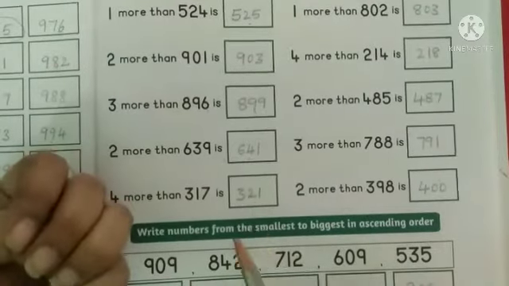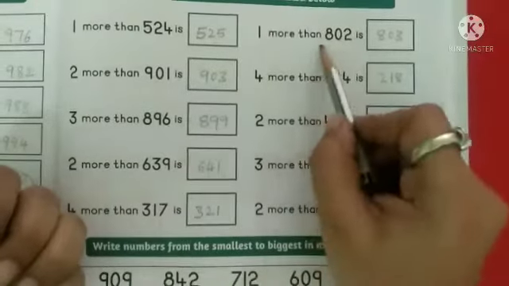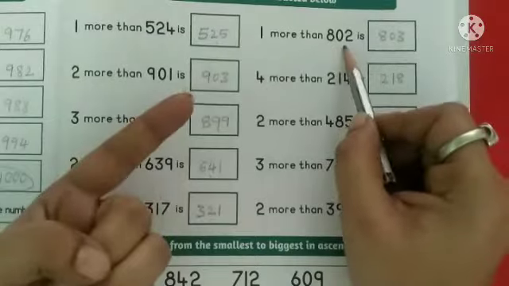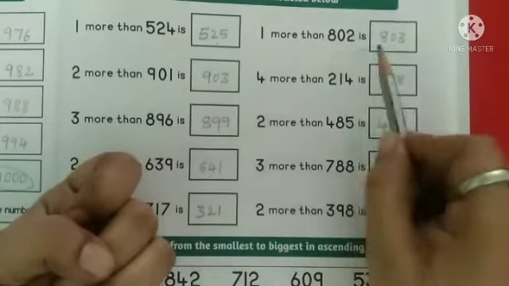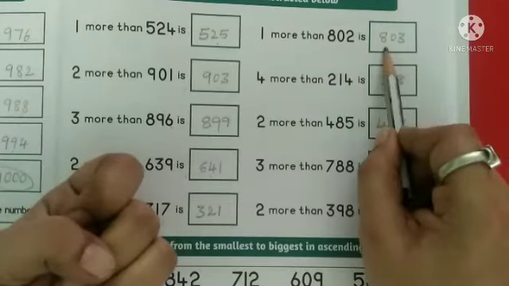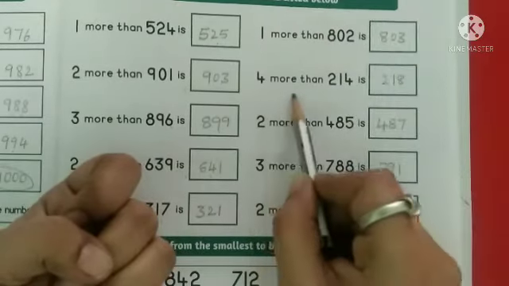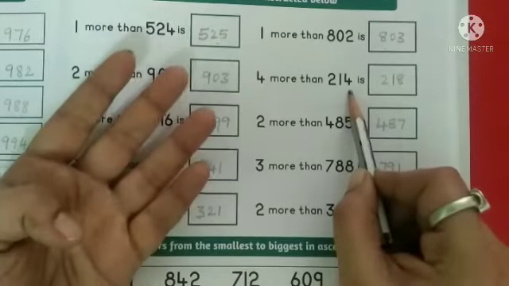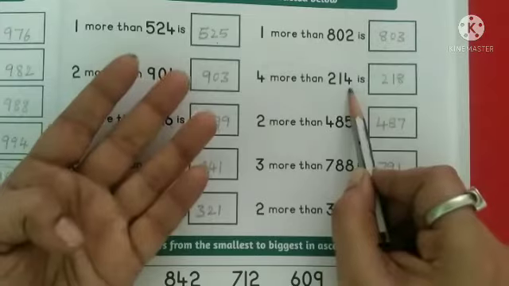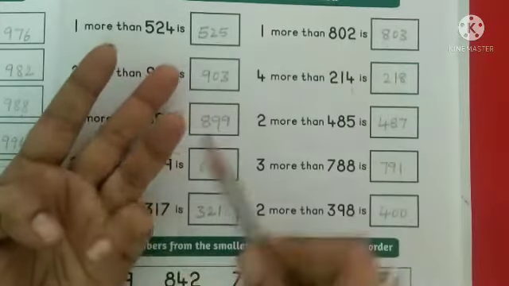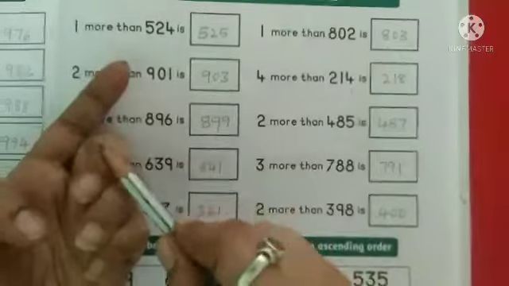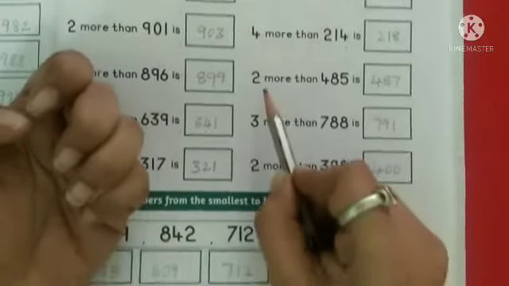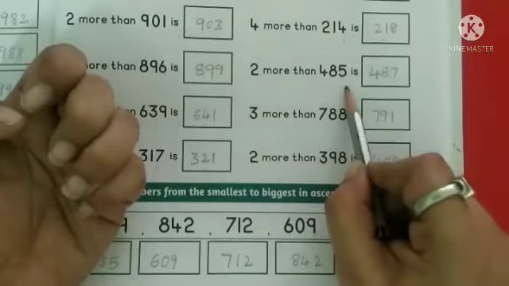Write 321. 1 more than 802 is. Add one more number. After 802, 803. Write 803. Next, 4 more than 214. Add 4 numbers to number 214. After 214, 215, 216, 217, 218. Write 218. Next, 2 more than 485.